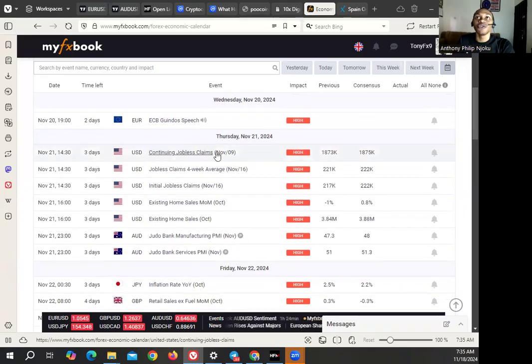Then on Thursday, we have continued jobless claims by 2:30 p.m. for the US. We have jobless claims 4-week average and initial jobless claims, and this has to do with those who are currently filing for jobless claims benefits. This is the initial jobless claims for November 16th, those who file from November 16th to date. If you see a figure higher than 202,000, which is bad for dollar. But if you see a figure lower than 202,000, it is good for dollar. The same applies to the jobless claims 4-week average and also the continued jobless claims.